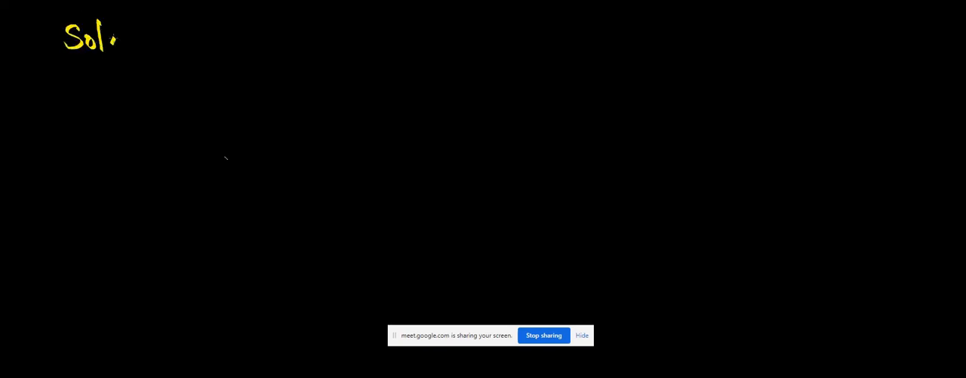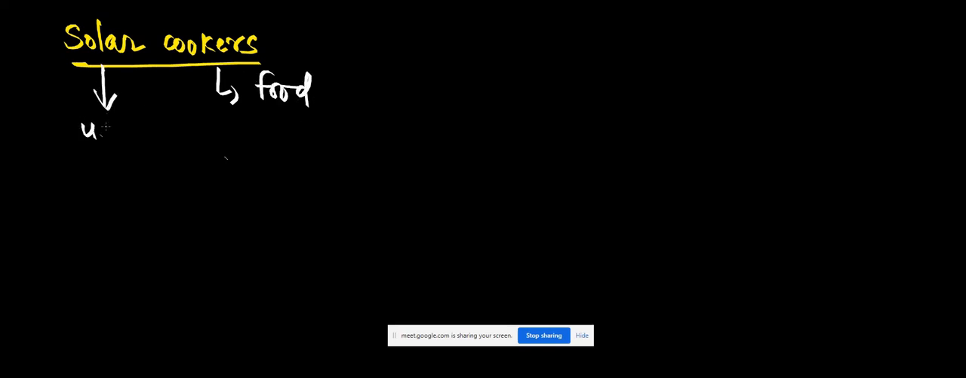Now the third one is solar cookers. So what do we do in solar cookers? What is the purpose of a cooker? To cook the food, right? Now solar in the sense of using sun rays. I think you have studied the ray diagram construction for concave mirrors, all those things, right? Yes, the same thing we will do here.